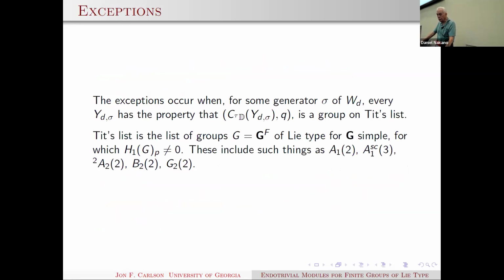Okay. We do get some exceptions, so this is not always the case. We get this out of Tits's list. Jacques Tits, years ago, made a list of finite groups of Lie type, or G symbol, where the H1, the P, is not equal to 0, and it includes things like this. So these are the things that you want to avoid if you want the group of endotrivial modules to be trivial.